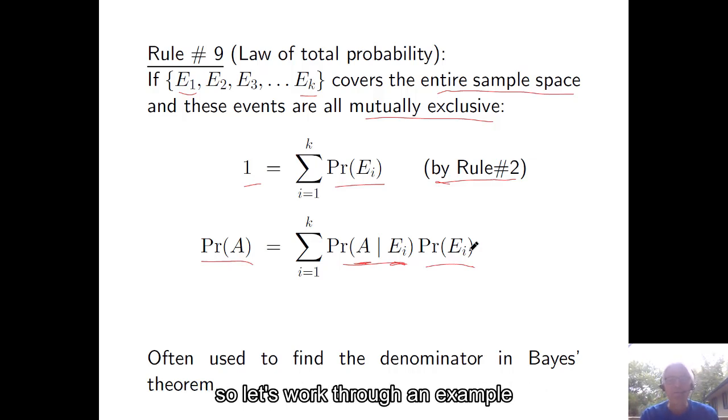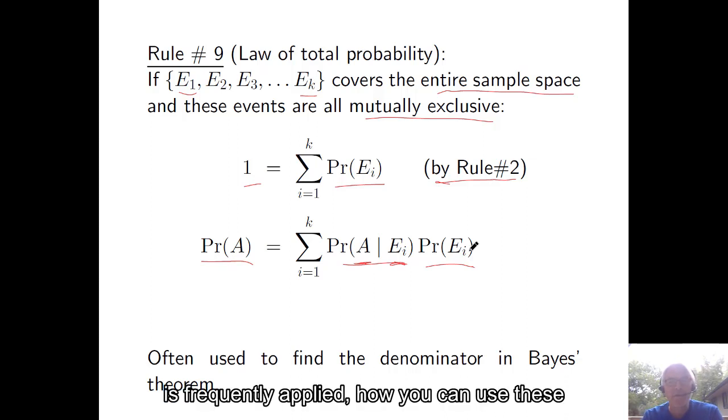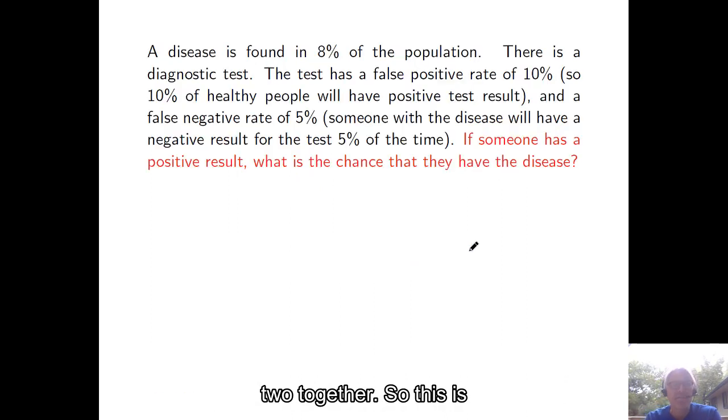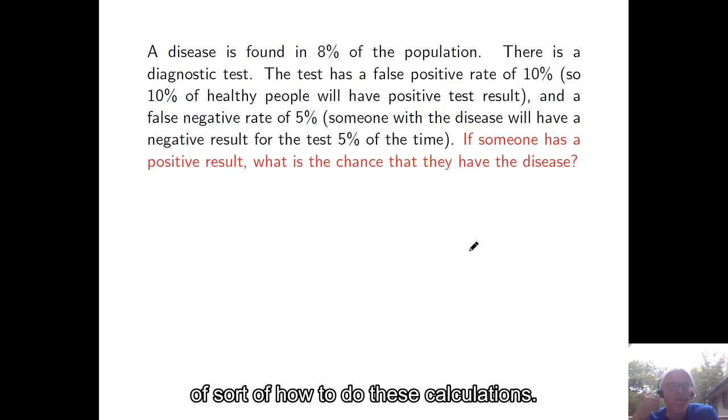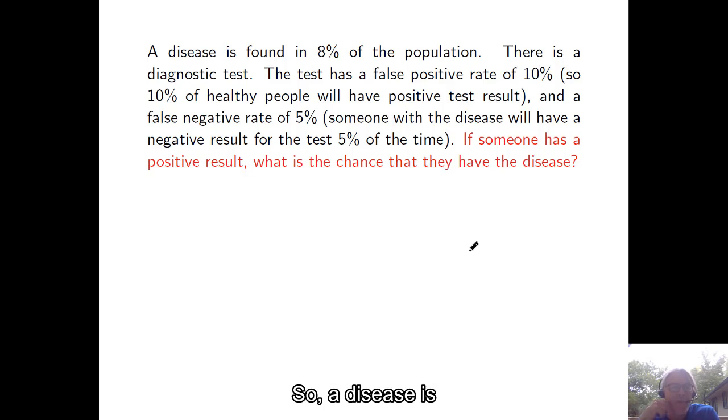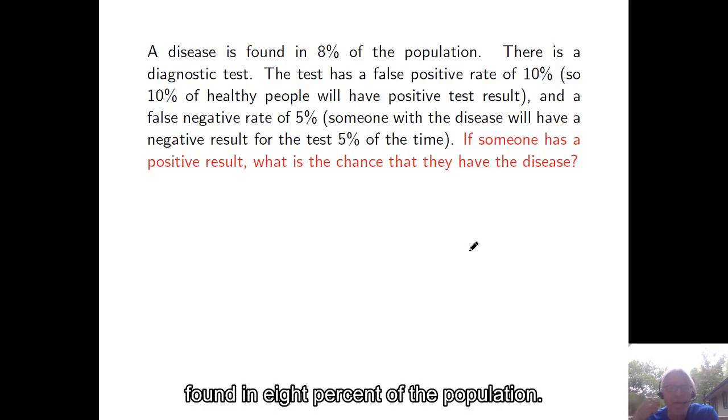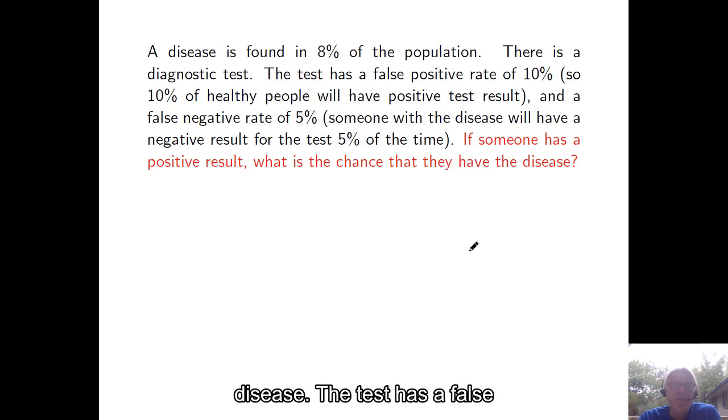Let's work through an example and see how this is frequently applied and how you can use these two together. This is a really common type of example that shows up a lot in medical testing, and doctors need to be aware of how to do these calculations. A disease is found in 8% of the population. There's a diagnostic test for the disease. The test has a false positive rate of 10%.